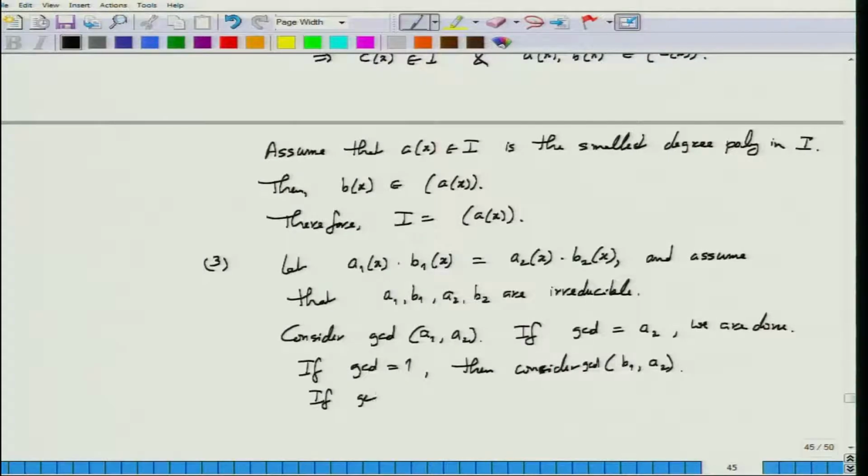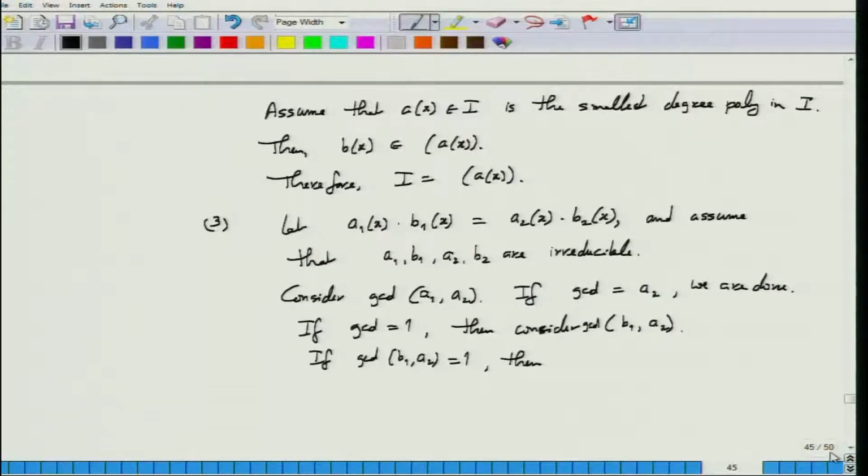if this GCD is also 1, then that's a bad case for us. Right? Then what happens? We'll show that it's not possible. How do we show that it's not possible? GCD of A1, A2 is 1 and GCD of B1, A2 is 1.